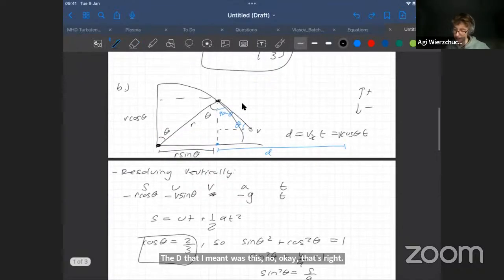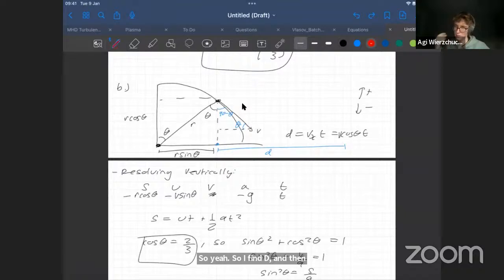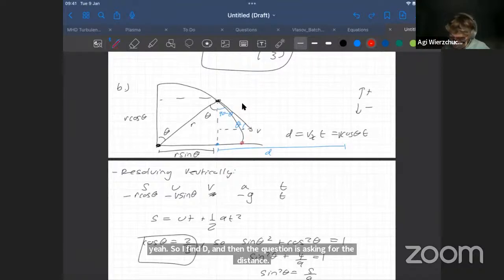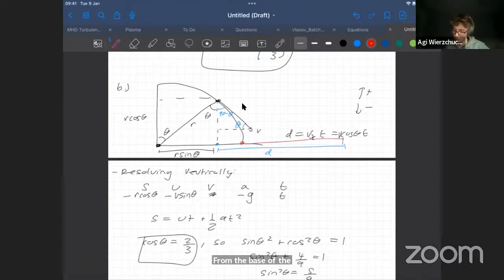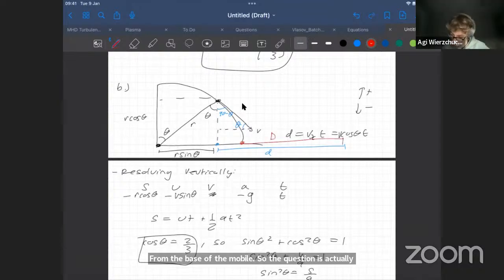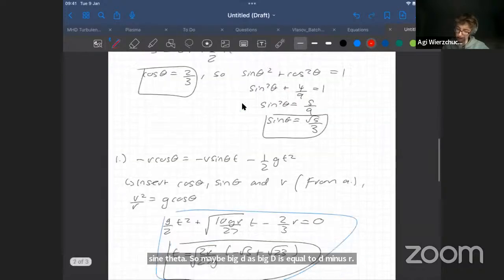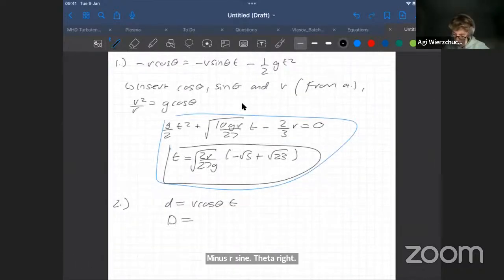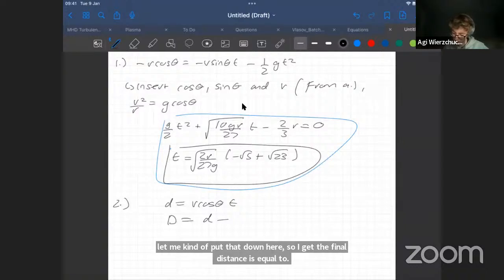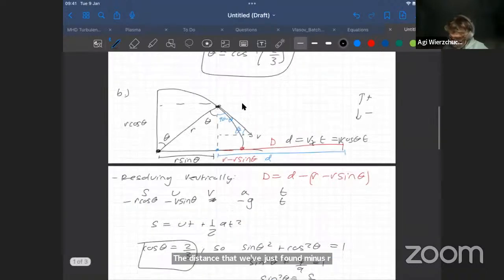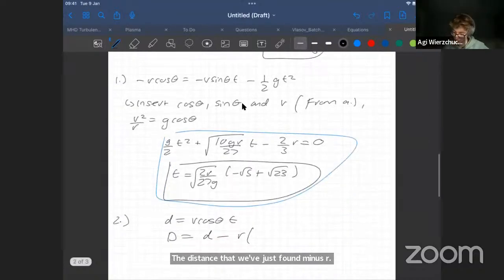So I find d, and then the question is asking for the distance from the base. So the question is actually asking for this distance, let's call this big D. So big D is equal to little d minus, well, here was this little distance here. There's going to be r minus r sine theta. So big D is equal to d minus r sine theta, right? So let me put that down here. I get the final distance is equal to the distance that we've just found minus r times 1 minus sine theta.